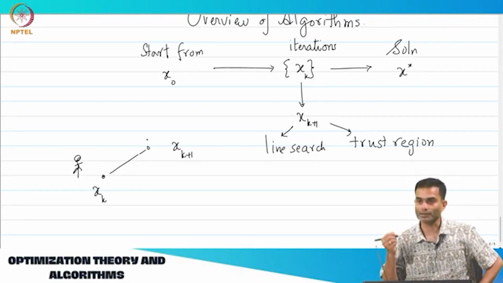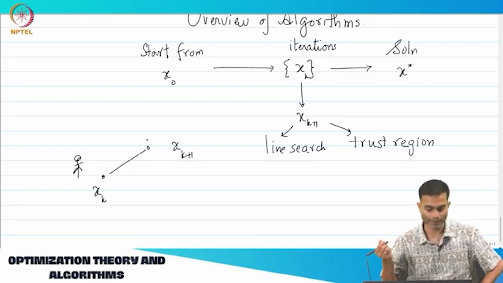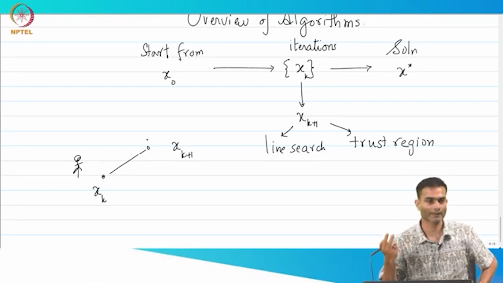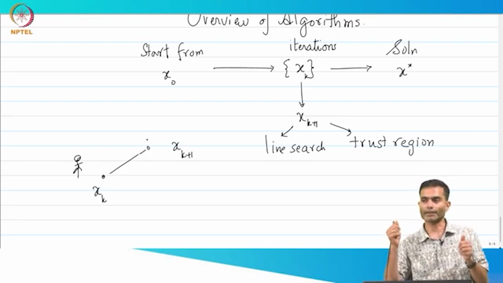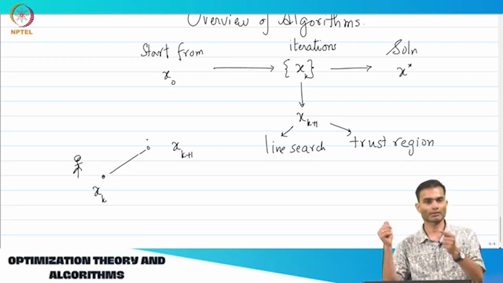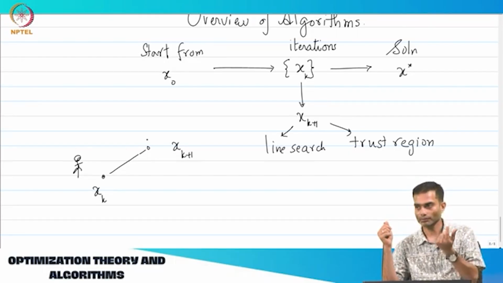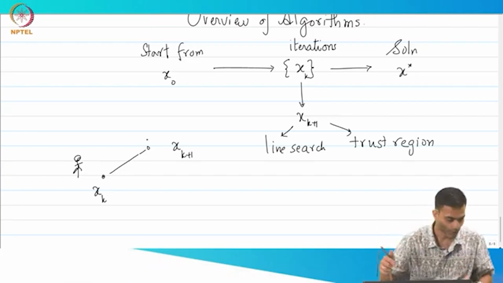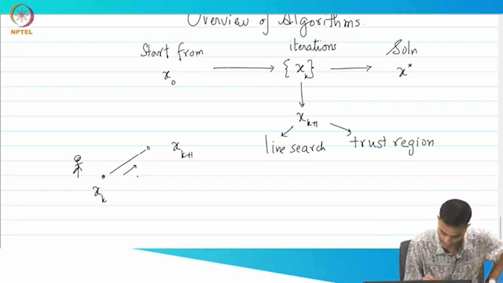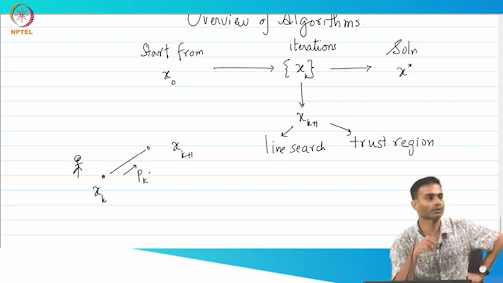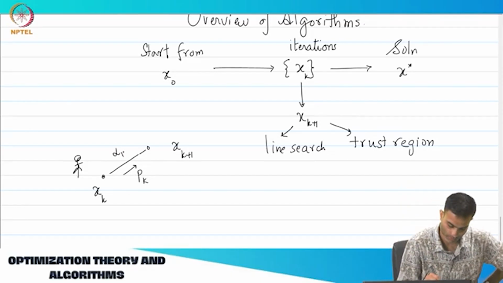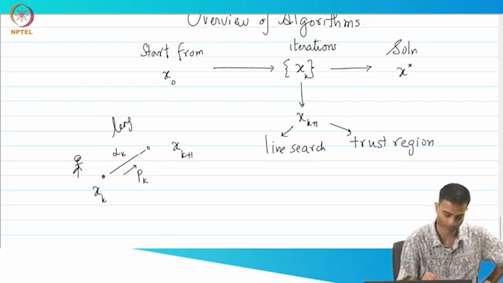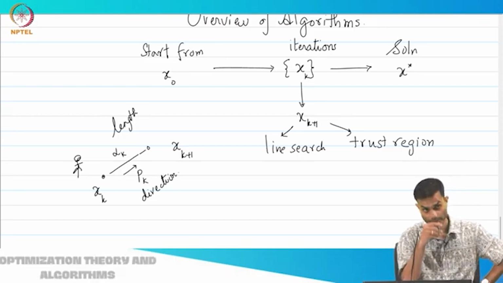We are in a vector space. That means xk and xk plus 1 are n-dimensional vectors. Between these 2 points, I need to specify 2 things: a direction and a length. That's how I will get from here to there. This direction I can give the symbol pk, and how much I should walk along this direction, the common symbol for it is alpha k. So you can think of this as length and this as direction.